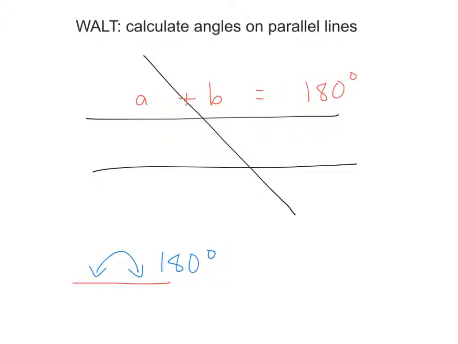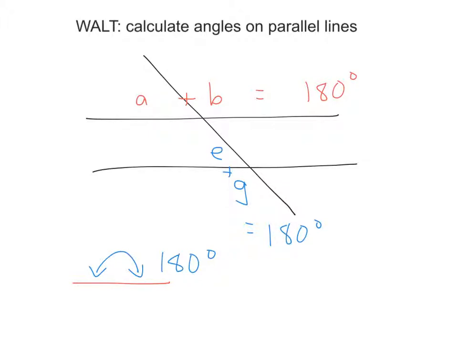Interesting, we've got other lines here too. So this angle here, which we might say is angle E, adds up to 180 degrees with angle G. So E plus G equals 180 degrees. That's quite a helpful way of working out angles on parallel lines.